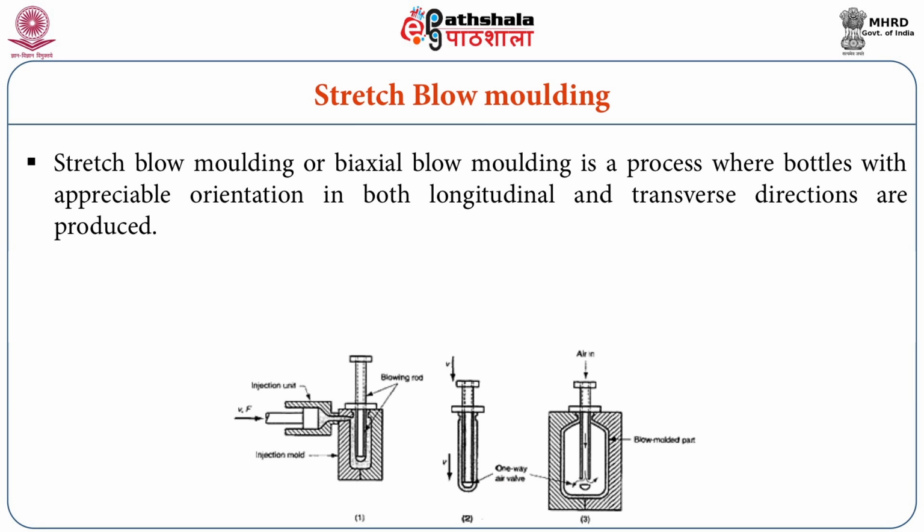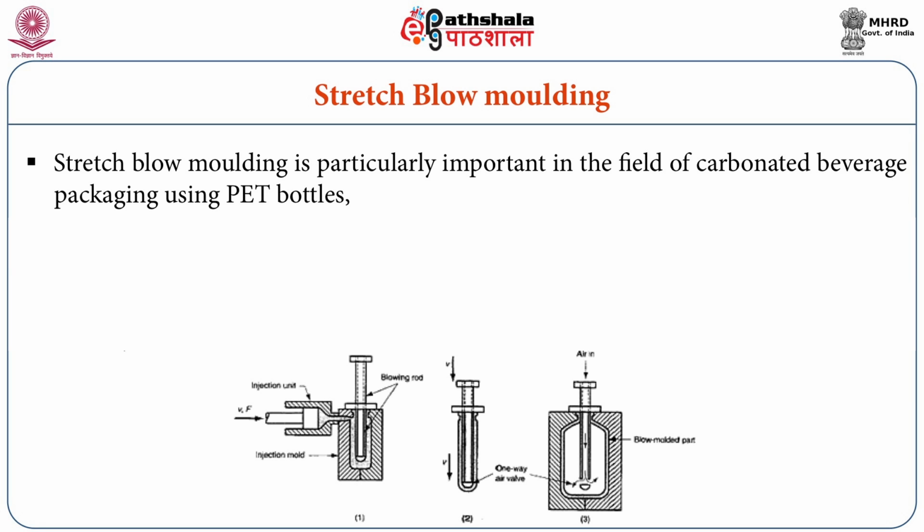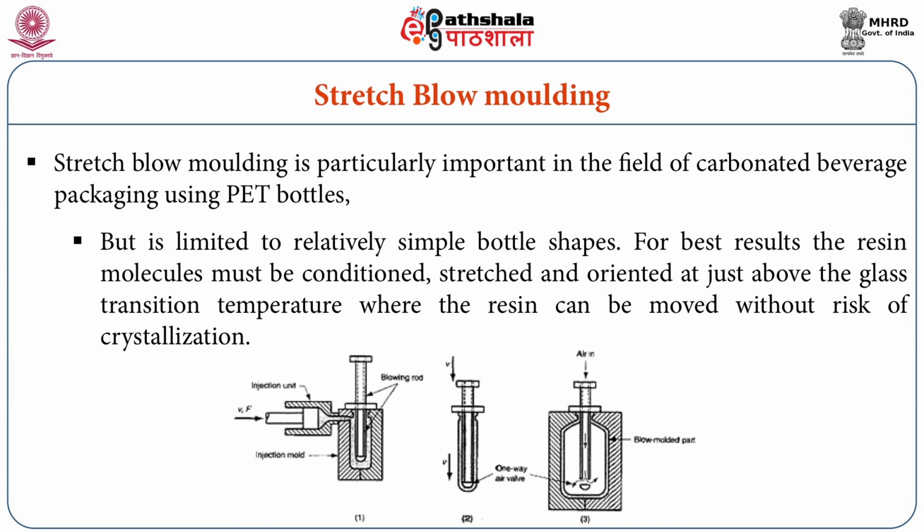Stretch blow molding or biaxial blow molding is a process where bottles with appreciable orientation in both longitudinal and transverse direction are produced. To produce a biaxially molded bottle, a parison is stretched longitudinally under heat and blown into a bottle with consequent transverse orientation. Stretch blow molding is particularly important in the field of carbonated beverage packaging using PET bottles, but is limited to relatively simple bottle shapes.